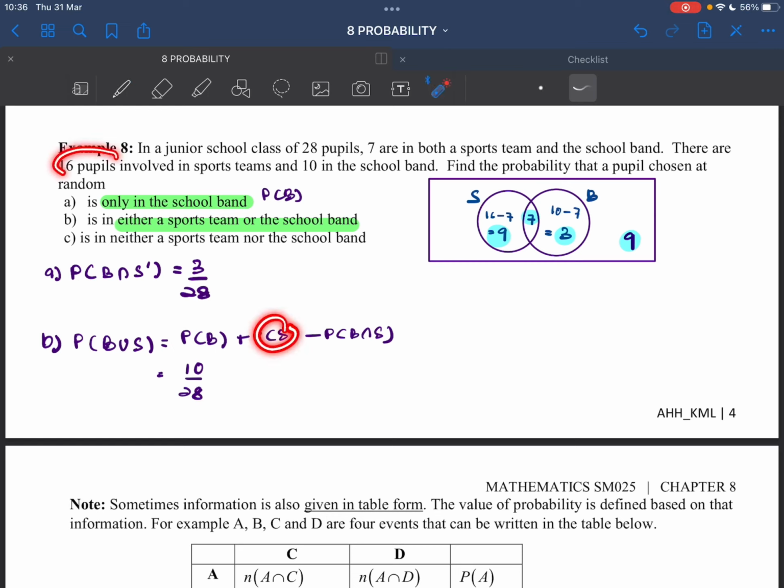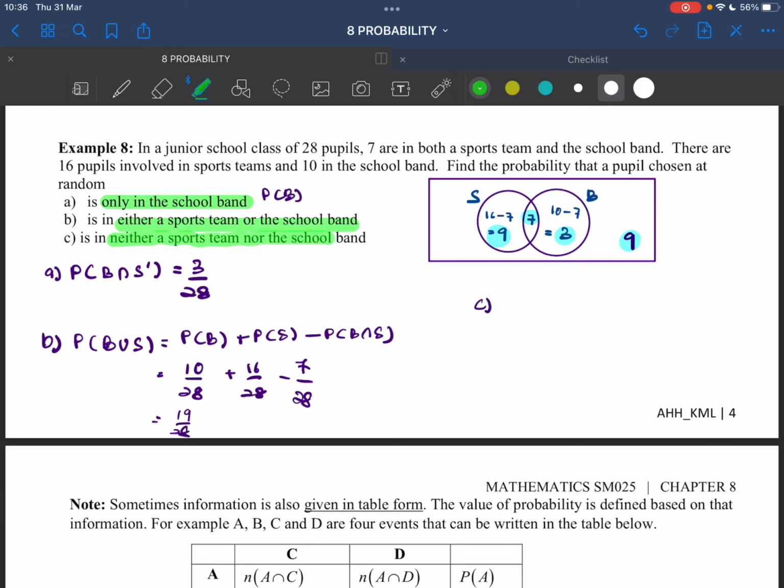School band, we have not sports team, we have 16, so that will be 16 over 28. P(B intersect S) is 7 minus 7 over 28 equals 19 over 28. The same thing if we look at our Venn diagram. So for this question, you can solve by using the formula, and you can solve by drawing your Venn diagram. It's the same thing. Okay, so here we have neither nor, neither sports team nor the school band.